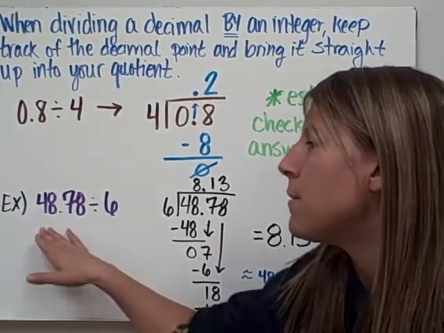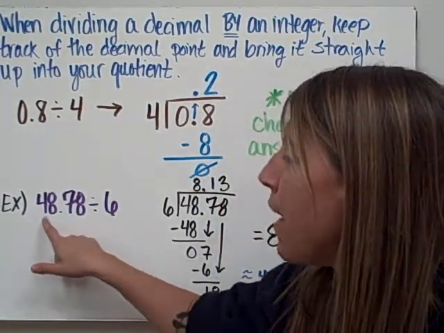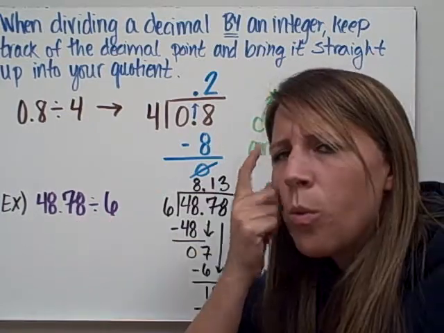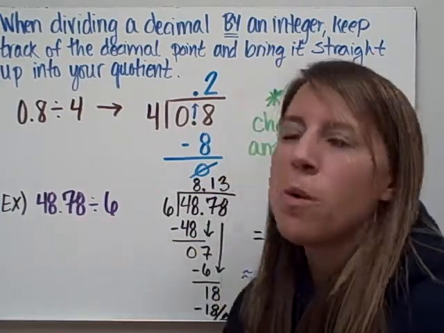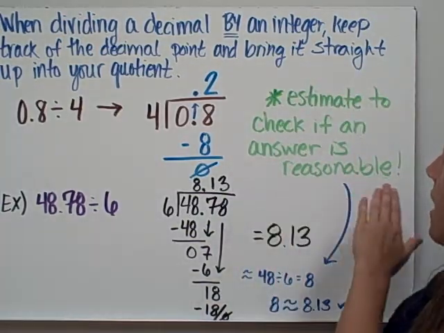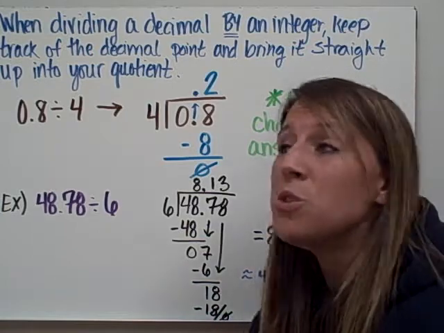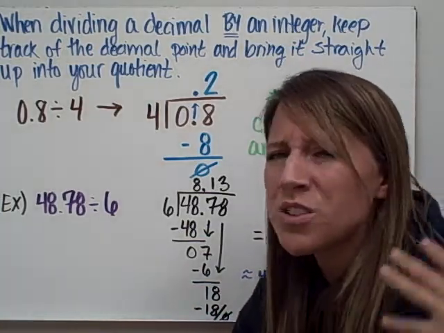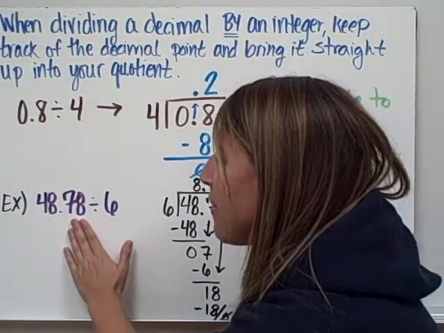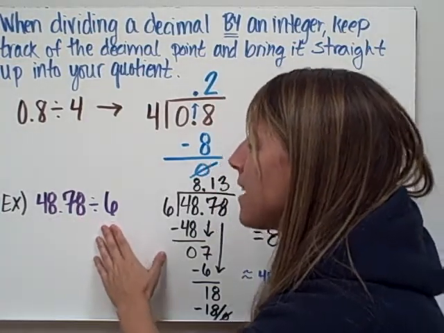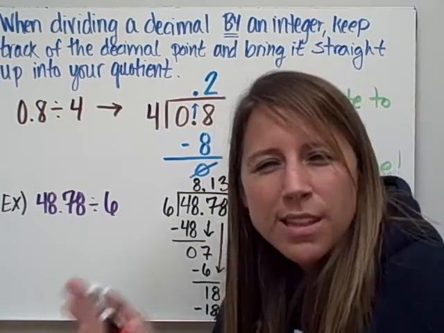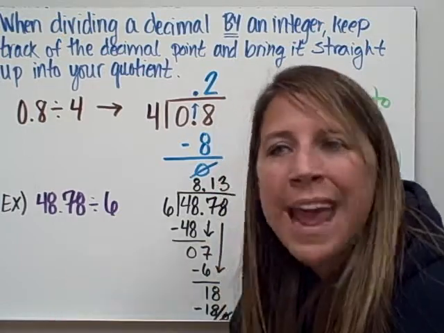Okay, so if I come down here to this example, and I'm dividing 48 and 78/100ths by 6, what do you think that is? What would be a good estimation, a good guess? Well, I say over here, estimate to check if your answer is reasonable. You could do this beforehand or afterwards, just to get in the mindset. What would be a reasonable answer? Well, if I'm working with 6, I'm comfortable saying 48 divided by 6 is 8, so my answer should be hanging around 8 somewhere.